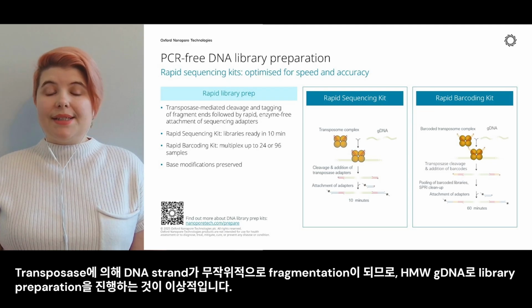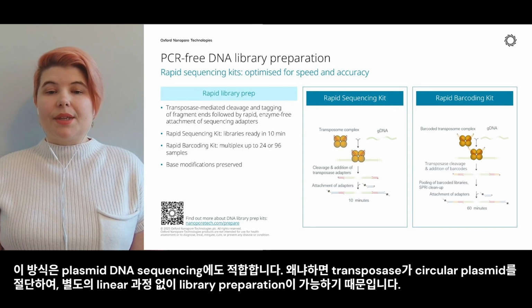High molecular weight DNA is the ideal input for this kit to account for the random fragmentation by the transposase. This method is also well suited for plasmid DNA sequencing, as the transposase cuts open the circular plasmid, eliminating the need for a separate linearization step during prep.